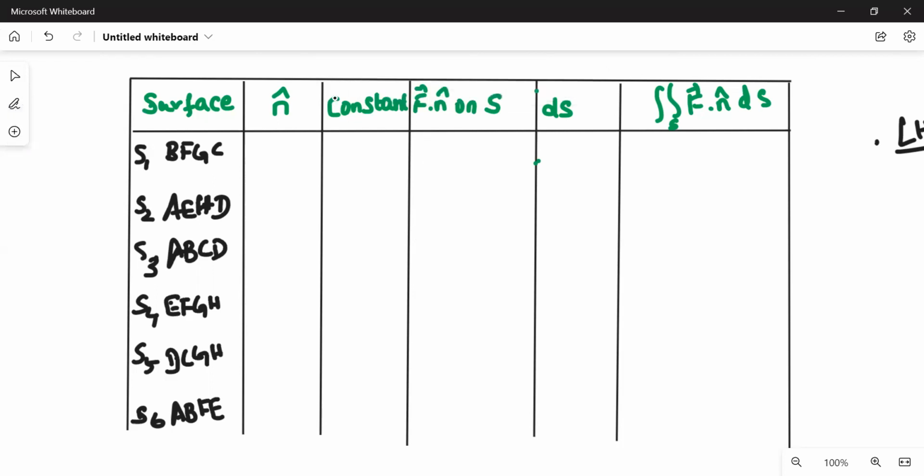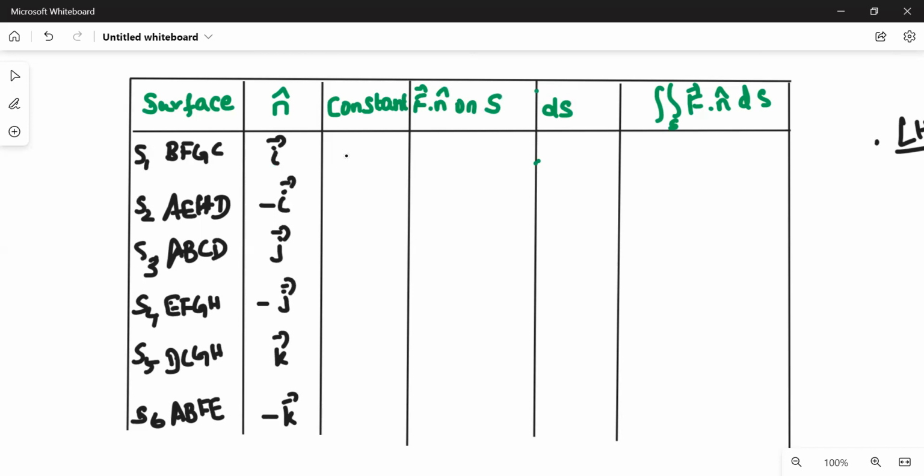Okay. Next, n cap. What is the unit normal corresponding to the first surface BFGC? Just now we have discussed. It is the i vector. The opposite side, it is minus i vector. The side corresponding to the y-axis, it is j vector. The opposite side, minus j vector. Corresponding to the z-axis, n cap is k vector. Opposite side is minus k vector.